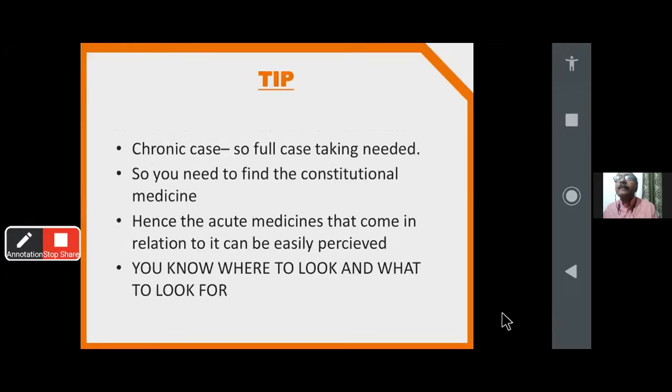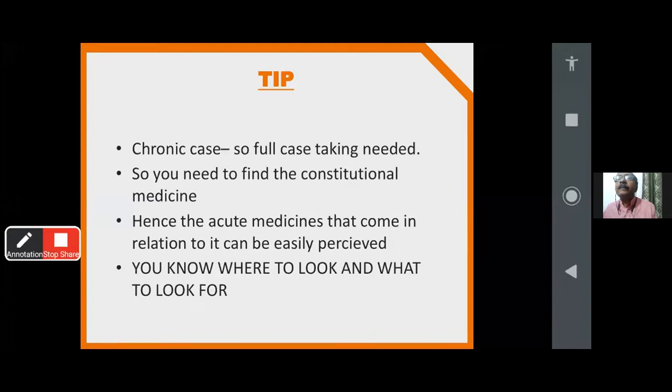In the acute phase, anyway it's a chronic case, you are going to find a constitutional symptom, constitutional medicine. If you have a constitutional medicine, you know what the acutes of that are. So if an acute exacerbation comes, you know which medicines can come. If it's a calcarea phase, calcarea carb, you know the acute exacerbations will be presentations like belladonna, stramonium or something like that. So you know where to look and what to look for.